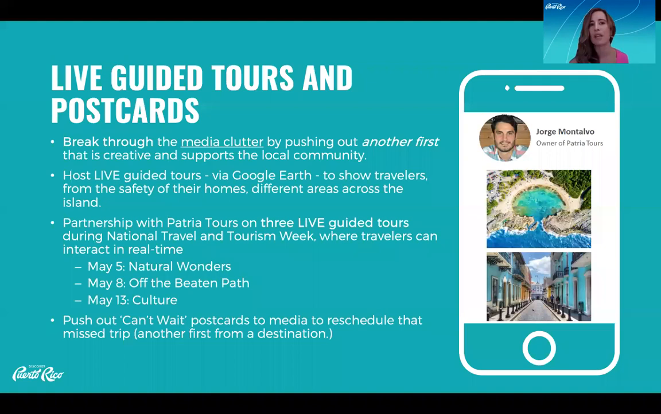This first of its kind experience, produced using Google Earth, is going to bring our destination to life while allowing users to interact with our guides in real time and ask questions and be able to respond. Following the launch of these tours, we're also going to activate a digital postcard campaign to key media, letting them know we can't wait to host them soon.